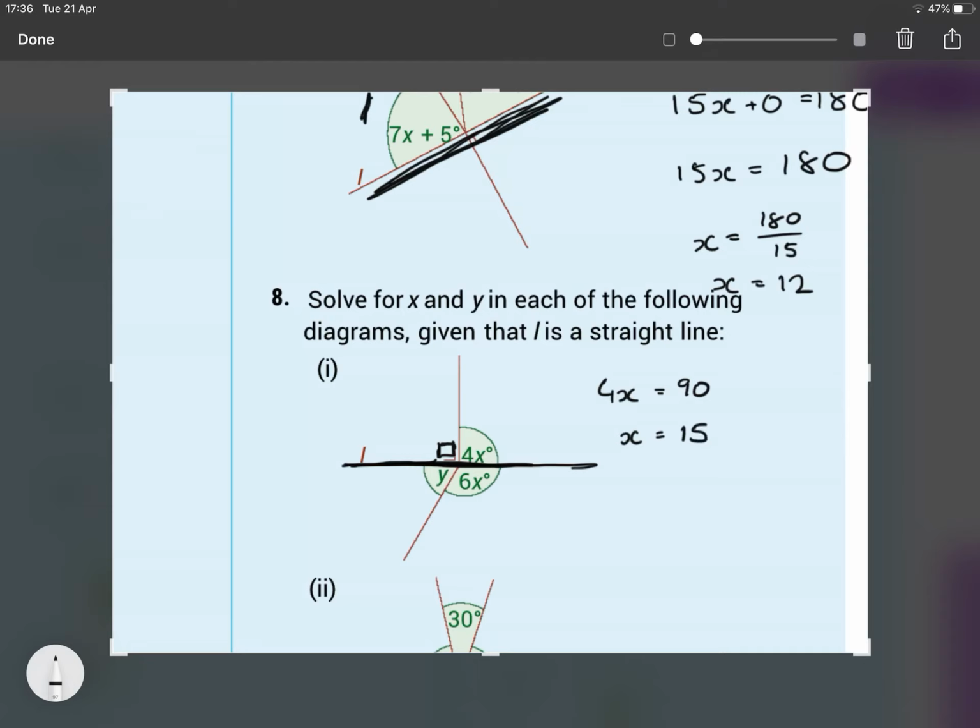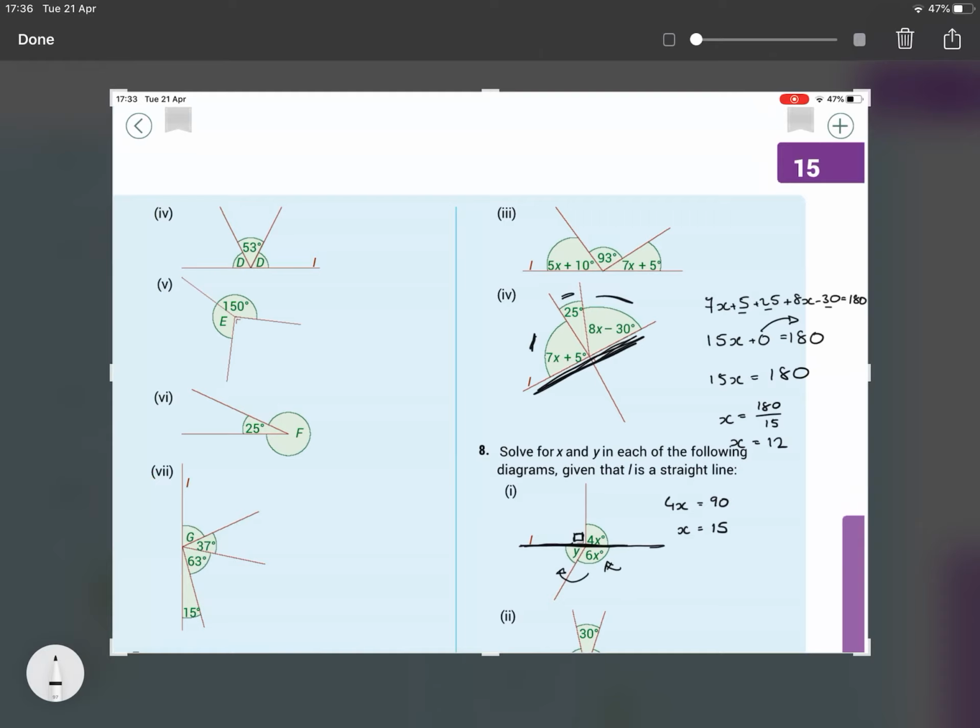And in that case, if x is equal to 15, then you try and find out what 6x is here, and after that, you try and solve for y. So I'm going to leave that with you and see how you get on with that. I can't see that last part, but I'm sure it's something similar as well.